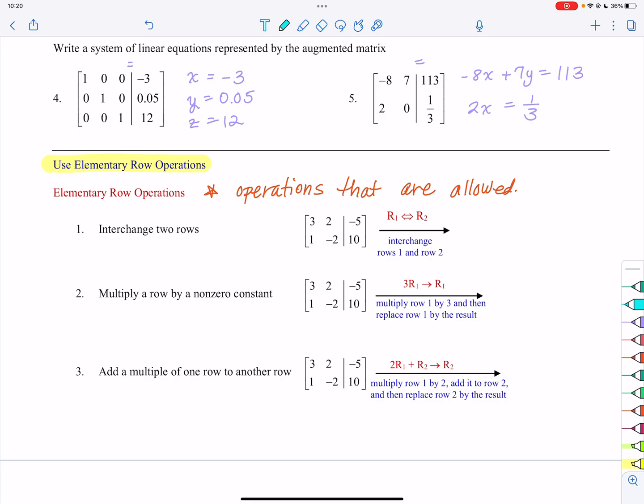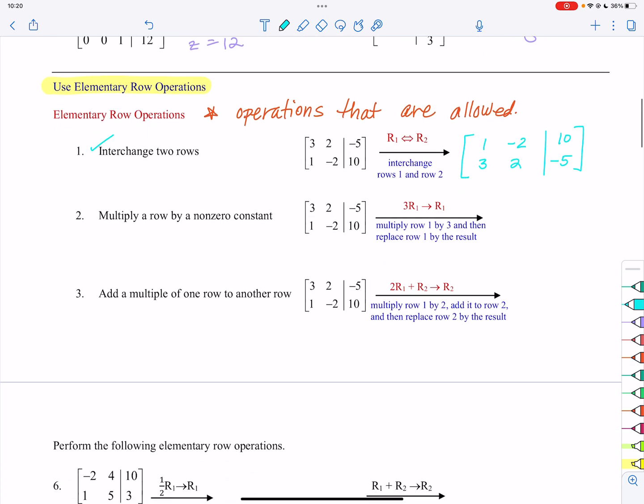At any time, you can interchange two rows. Let's look at this. If we're given this augmented matrix on the left and we wanted to interchange both rows, we would write 1, -2, and 10, and 3, 2, and -5. So we were able to do that, and the solution of that system will be unchanged.